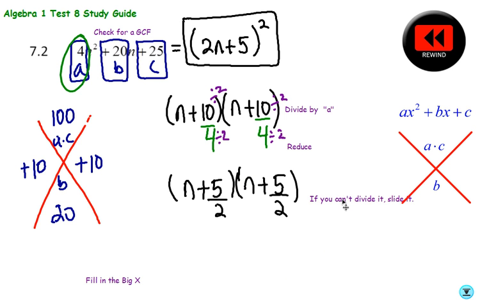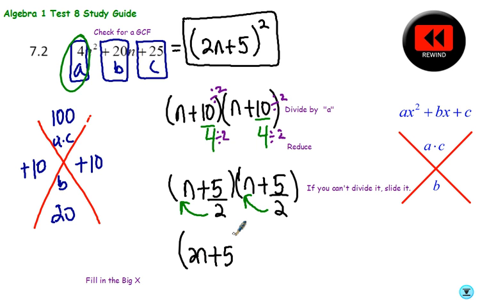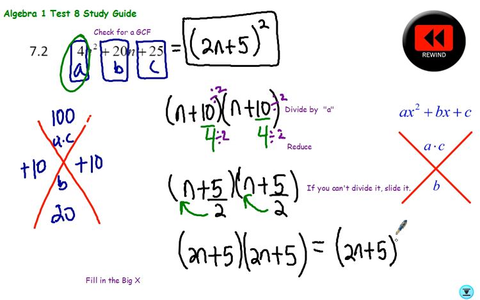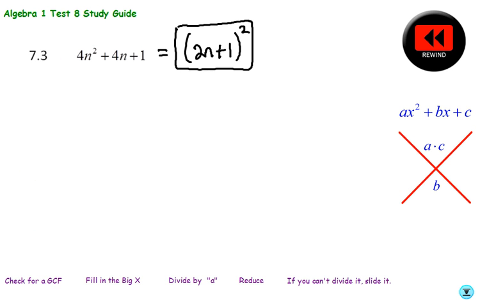So if you can't divide it, slide it. So we're going to slide that 2 over, slide that 2 over. So 2n plus 5 times 2n plus 5. And as we said, this being a perfect square trinomial, all that means is that if you see the same thing twice, you don't have to write it twice. You can write it once to the second power, because there's 2 groups of 2n plus 5. All right, so go ahead and pause. Try 7-3 on the right side. All right, so let's see what you got. 7-3 on the right side should have got 2n plus 1 squared.